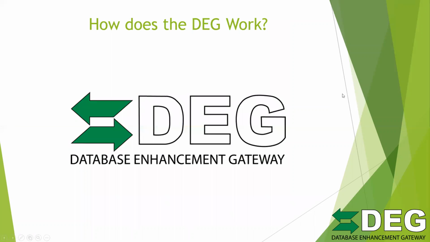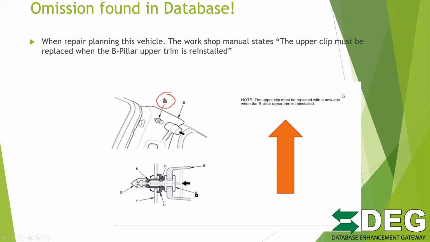So how does it work? If you're a user of the estimating programs, CCC, Mitchell, and AutoText, I'm sure there's a time during a repair planning or blueprinting process that you come across some information that you may not find in the estimating system when comparing it to the OEM information. So this is an example that I'm going to show you here on a Honda Civic. While doing a blueprint, we discovered that there was a clip in the repair procedure that clearly states that the clip must be replaced with a new one when the B-pillar trim is reinstalled.